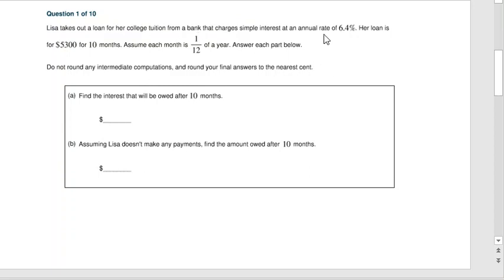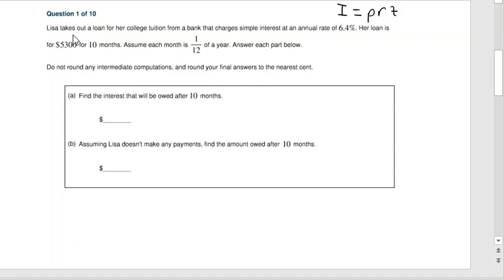Today's assignment is also on simple interest, and just like the assignment that you did on Tuesday, we are going to be using the formula for simple interest, which is I equals P times R times T. Remember, I is the interest, P is the principal, which means the amount invested or the loan amount, R is the interest rate, and T is time in years.